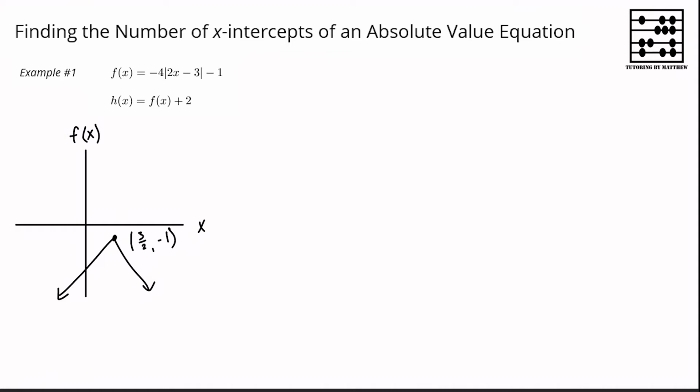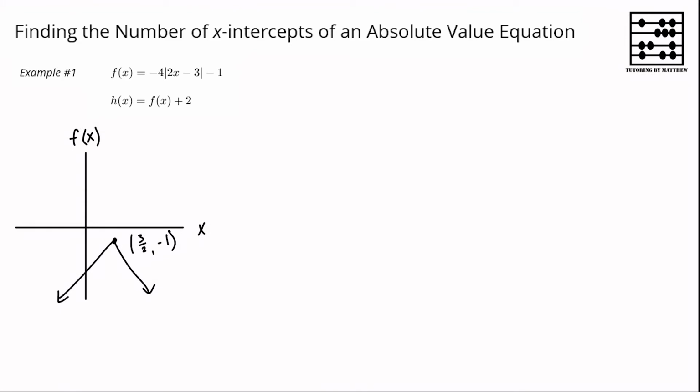Now for h of x. We're given the information that h of x is simply f of x plus 2. Now, I don't even need the actual function to know that h of x is just a vertical shift of f of x, specifically an upwards vertical shift of 2 units.